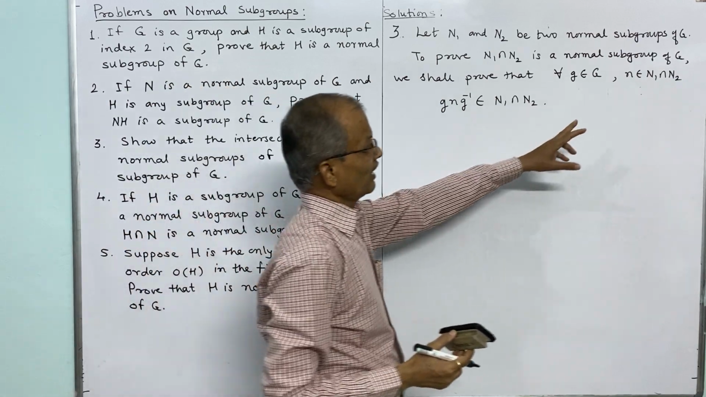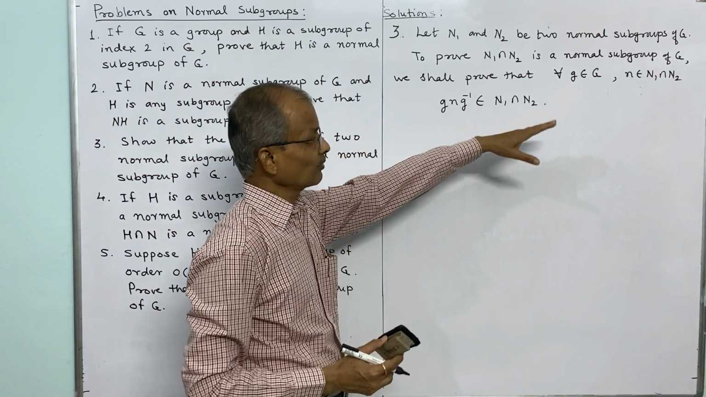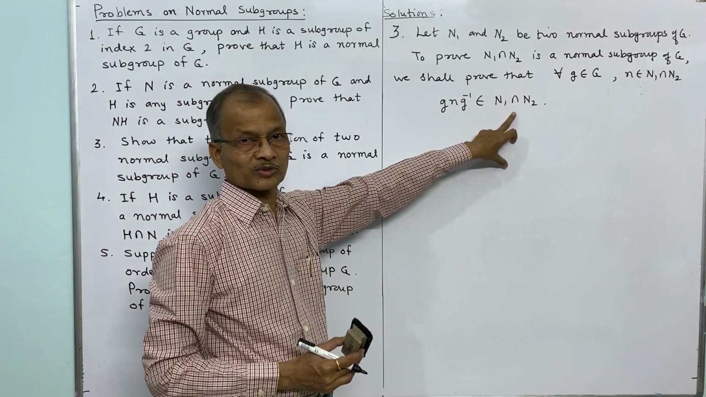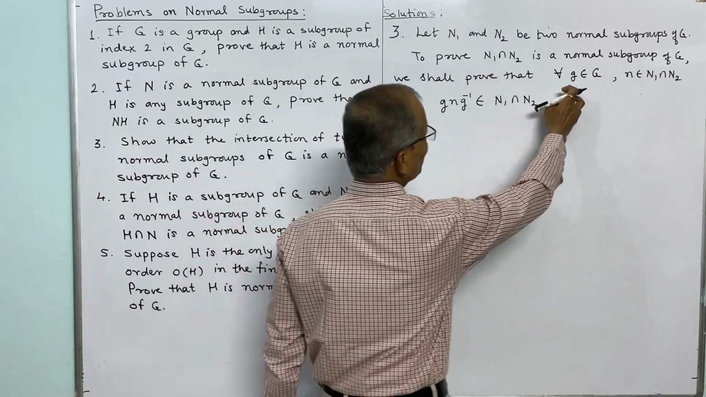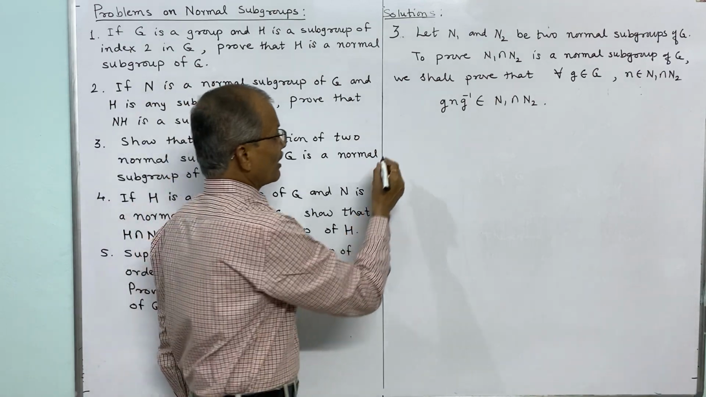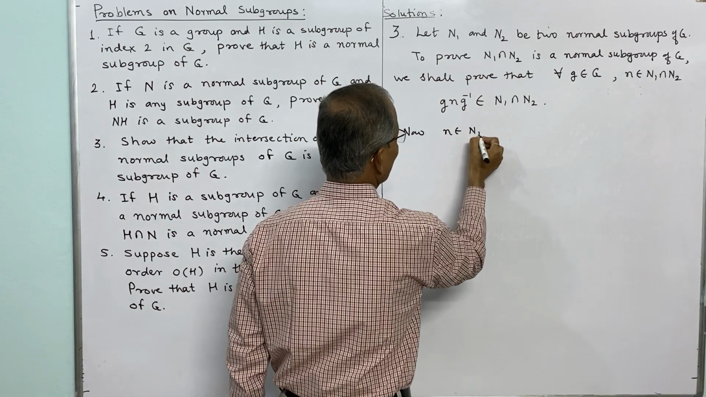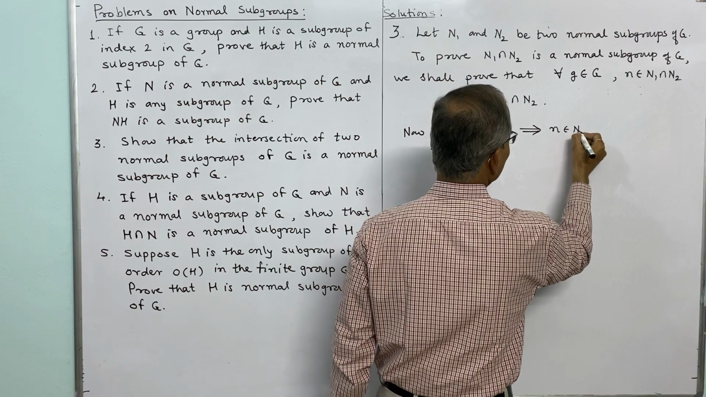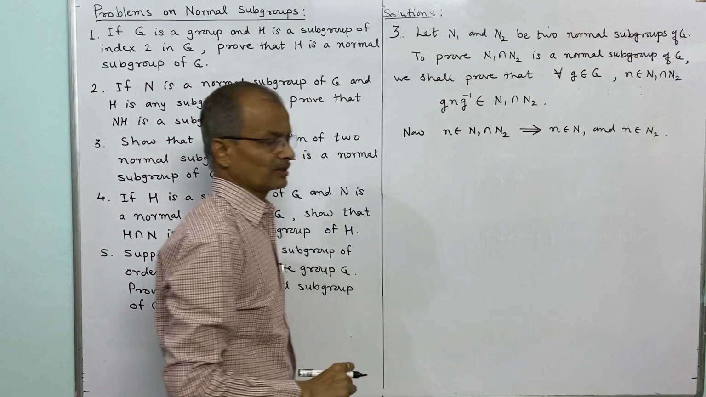If g belongs to G and n is an element in the subgroup, then that must imply g n g inverse is also again in the same subgroup. Then that subgroup becomes a normal subgroup. Now let g belong to G, that is considered, and n belong to N1 intersection N2. So this implies n belongs to N1 and n belongs to N2. It is in the intersection, which means it is in both sets.